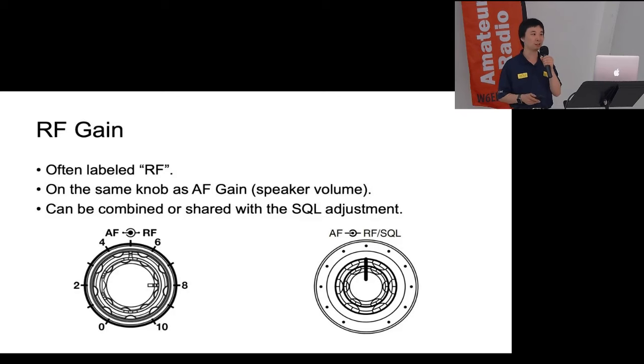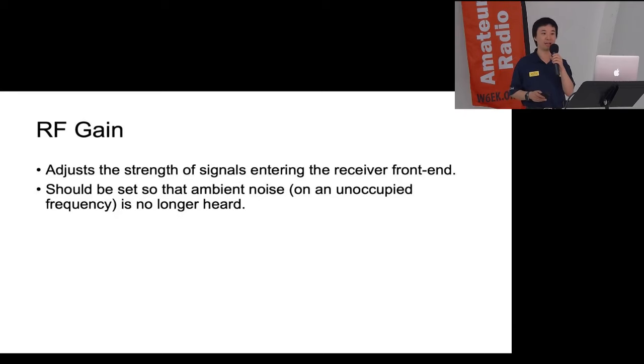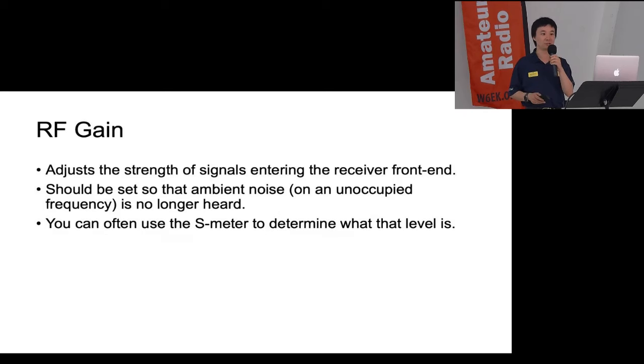So what does RF gain do? Well, it adjusts the strength of signals entering the receiver front end. And you should set it so that ambient noise on an unoccupied frequency is no longer heard. You can often use the S meter to determine what that level is. And what I mean is you open RF gain all the way up to 10, and you read your S meter to find your noise floor.